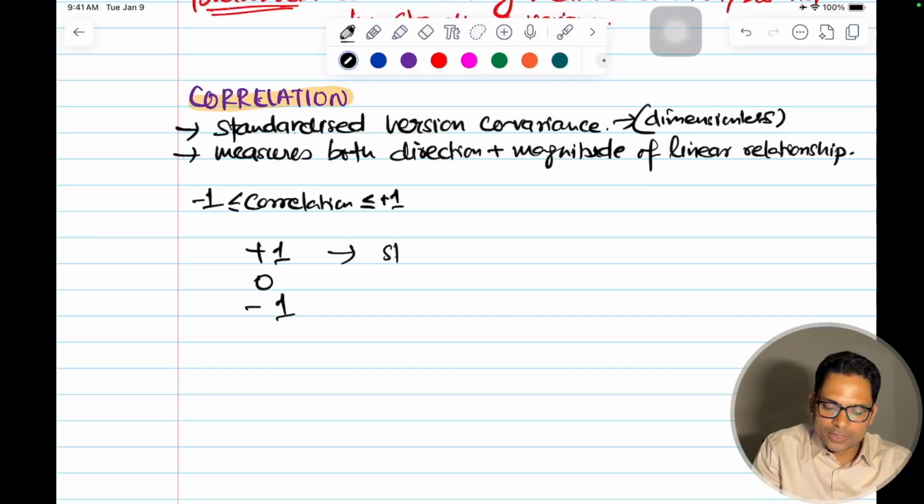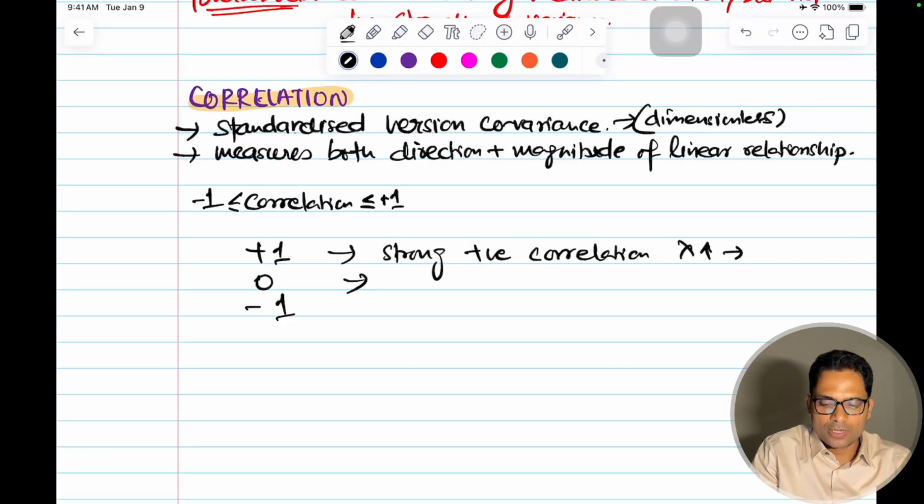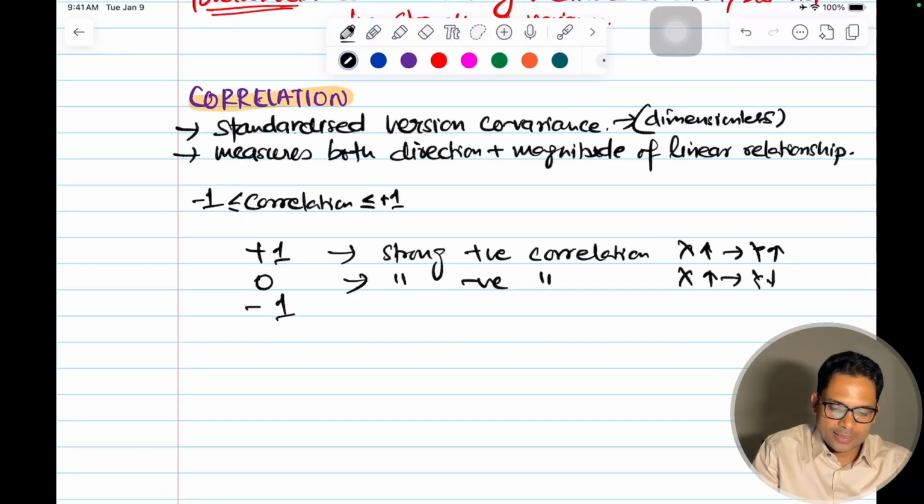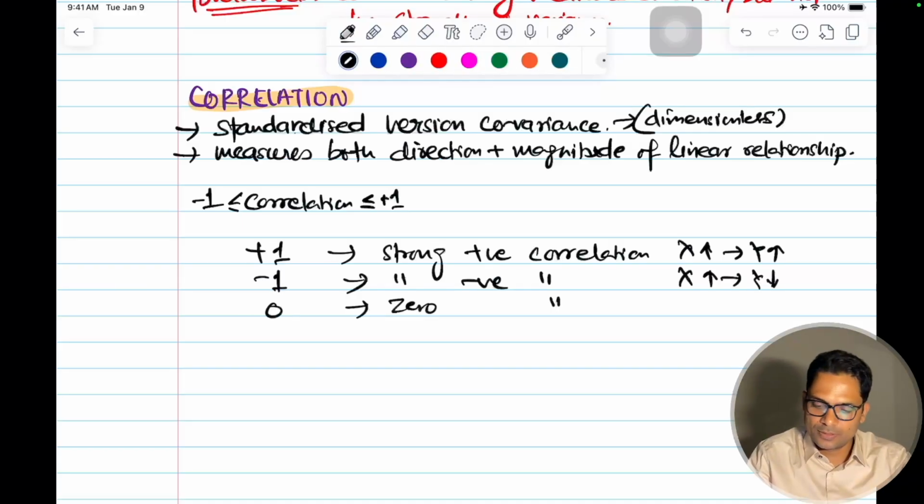+1 means strong positive correlation, means x increases, strongly y also increases. This is a strong negative correlation, if x increases then y decreases, and this is 0 correlation, no correlation. Sorry, I just changed here. This is -1 and this is 0. 0 means no correlation, means if x changes whatever, y doesn't change, nothing is happening.